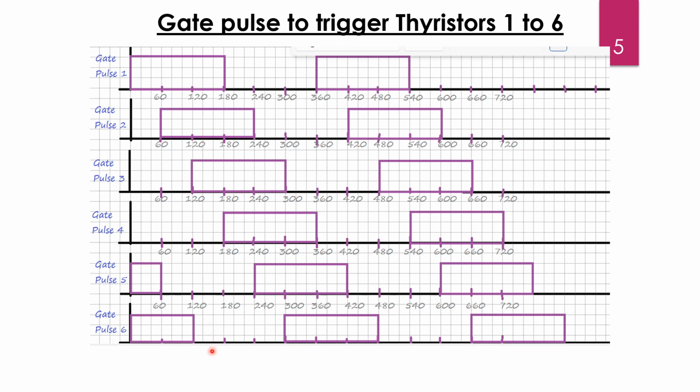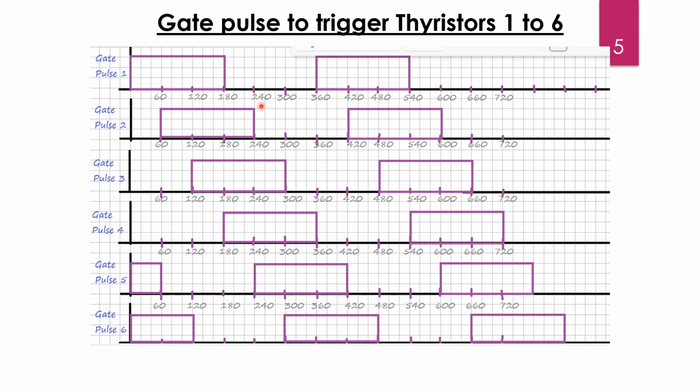Remaining 3 thyristors are off. Now at step 4, which is from 180 to 240 degrees, switch 1 is off. Next, the turned on thyristors are 2, 3 and 4. Other 3 thyristors are off.